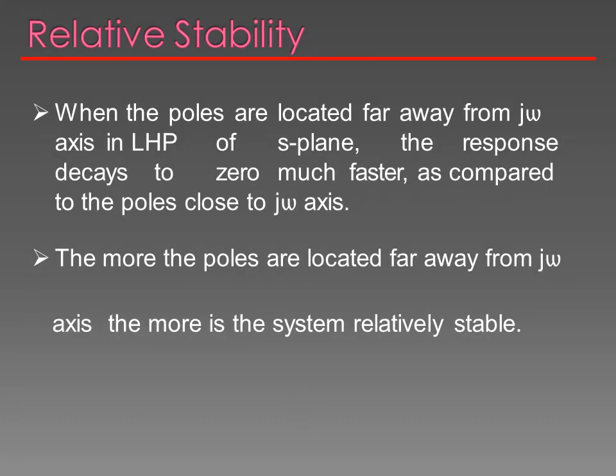See, when the poles are located far away from the j omega axis in the left half of the S-plane, the response decays to 0 much faster as compared to the poles close to the j omega axis. The more the poles are located far away from the j omega axis, the more the system is relatively stable.